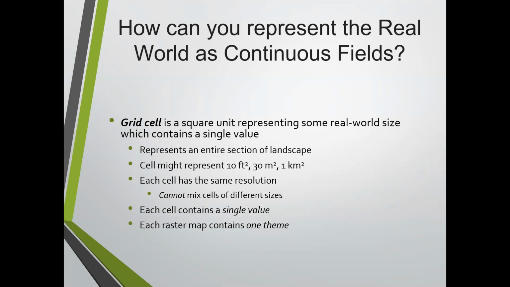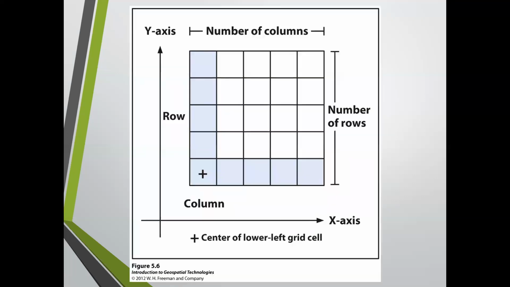Each raster map that you have contains what we call one theme. So for instance, one theme could be elevation. So it could be elevation or soils, but not both. So if you want to express both in your GIS, you're going to have one raster, or you could think of it as one layer of elevation data and another layer of soils data. Now you can overlay those on top of each other and do analysis from grid square to grid square, but you cannot have elevation and soils on the same raster.